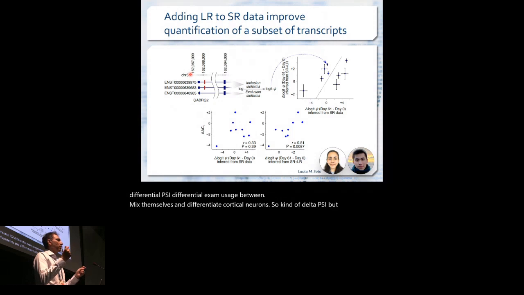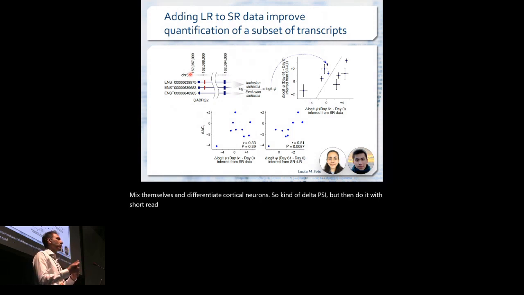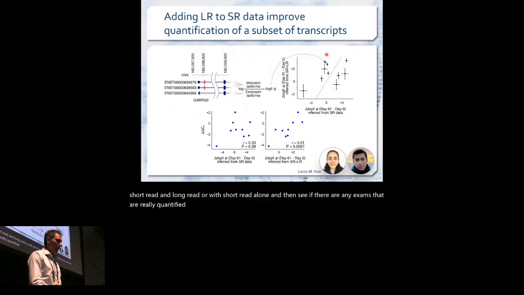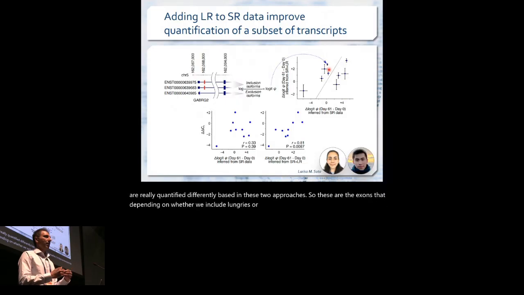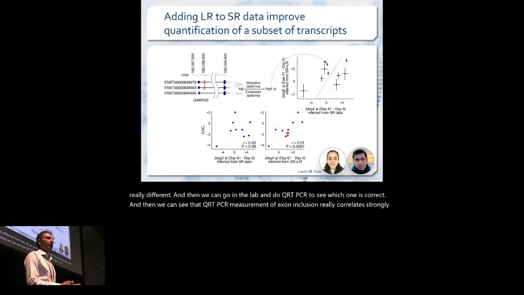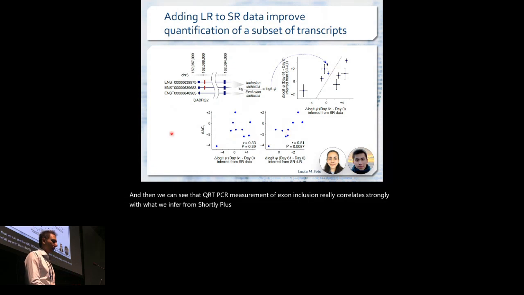but then do it with short read and long read, or with short read alone, and then see if there are any exons that are really quantified differently based on these two approaches. So these are the exons that, depending on whether we include long reads or don't, their estimated change in inclusion is really different. And then we can go in the lab and do qRT-PCR to see which one is correct. And then we can see that qRT-PCR measurement of exon inclusion really correlates strongly with what we infer from short read plus long read using IMPACT, but very weakly with short read alone.